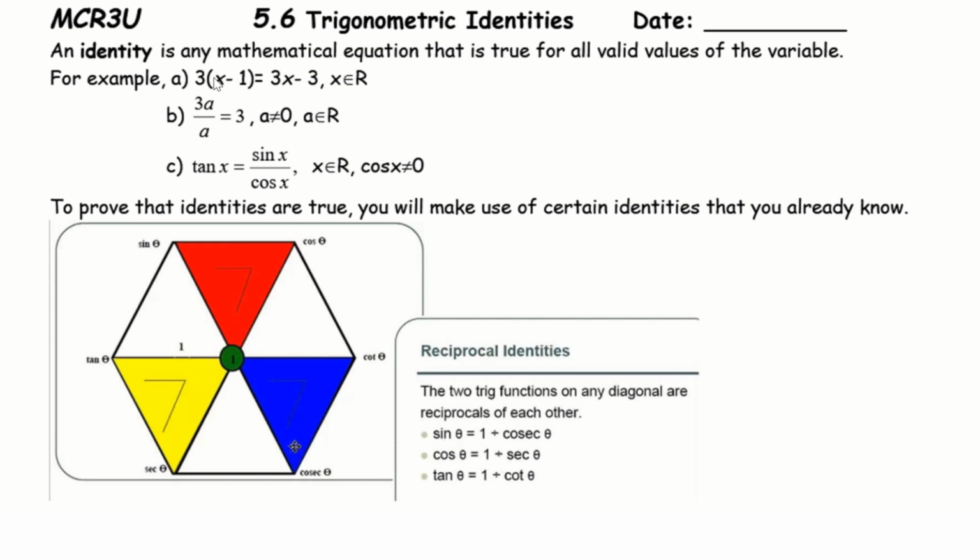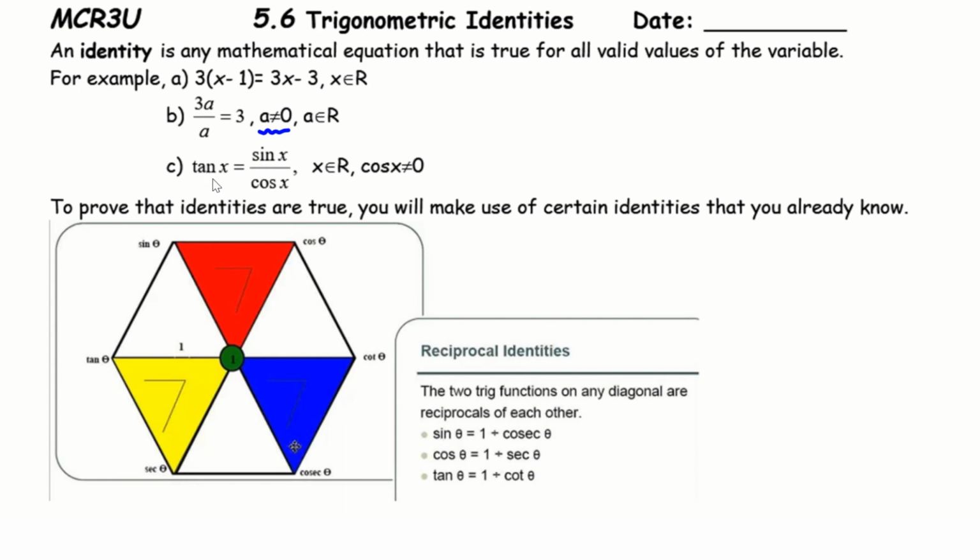So if we expand 3 times x minus 1, you have 3x minus 3, that is an identity. And also if we have 3a divided by a, we cancel the a out, it equals 3. This is an identity, but it has a restriction that a couldn't be 0.